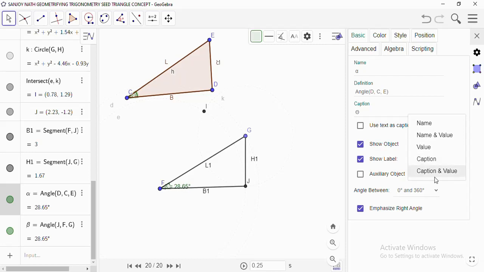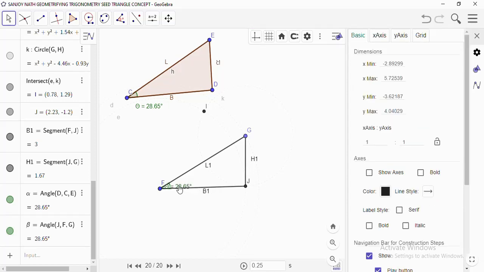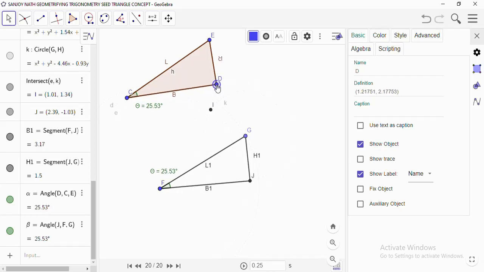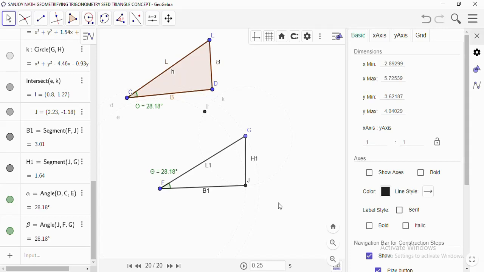Here we can show caption and value, and here it is showing caption and value. Here also we can set it as a caption and value, so it will show the same value here also. So we can cross verify. If we change the sides, the same values are reflected in the copy, because as per the construction protocol the seed angle is copied here. Now we will do the same thing here in a more intelligent way. Now this one is the first copy.